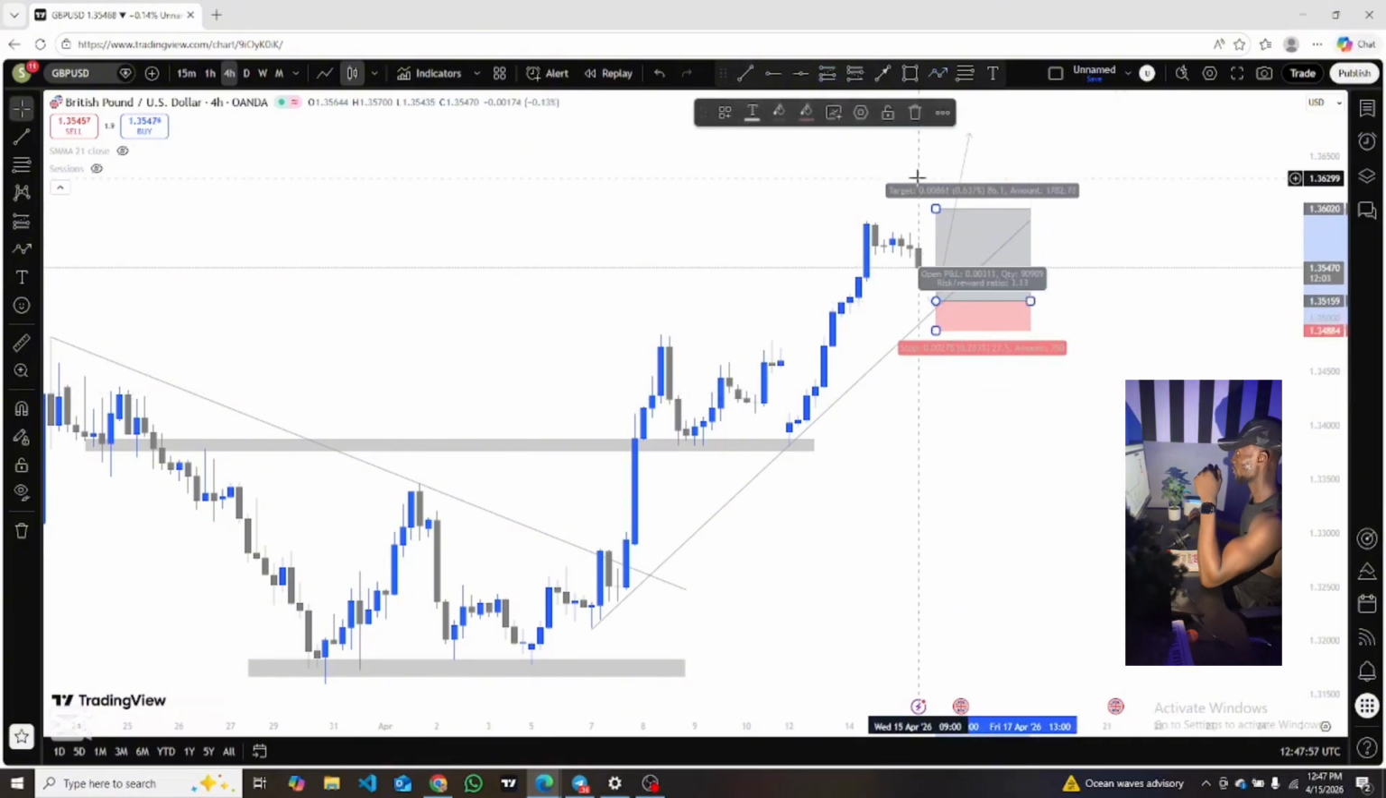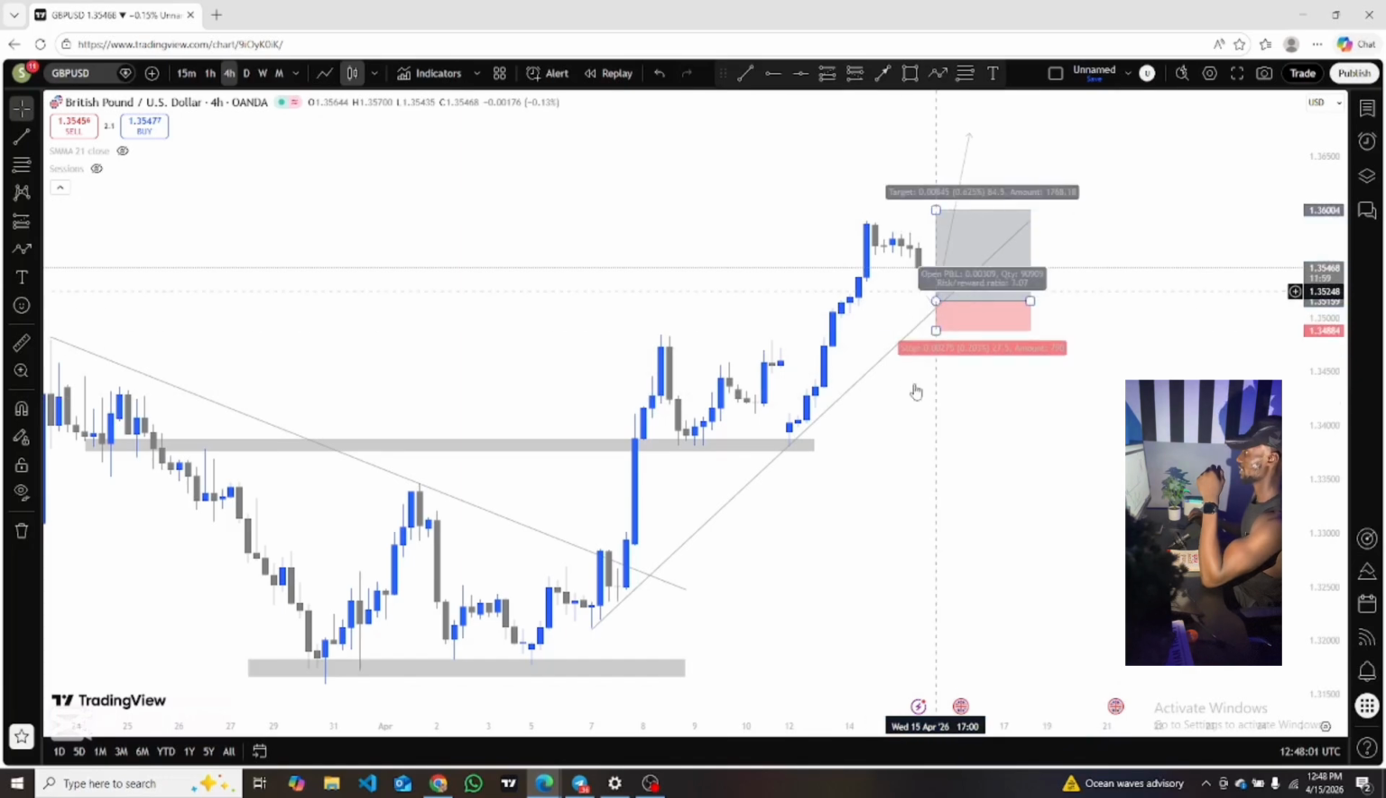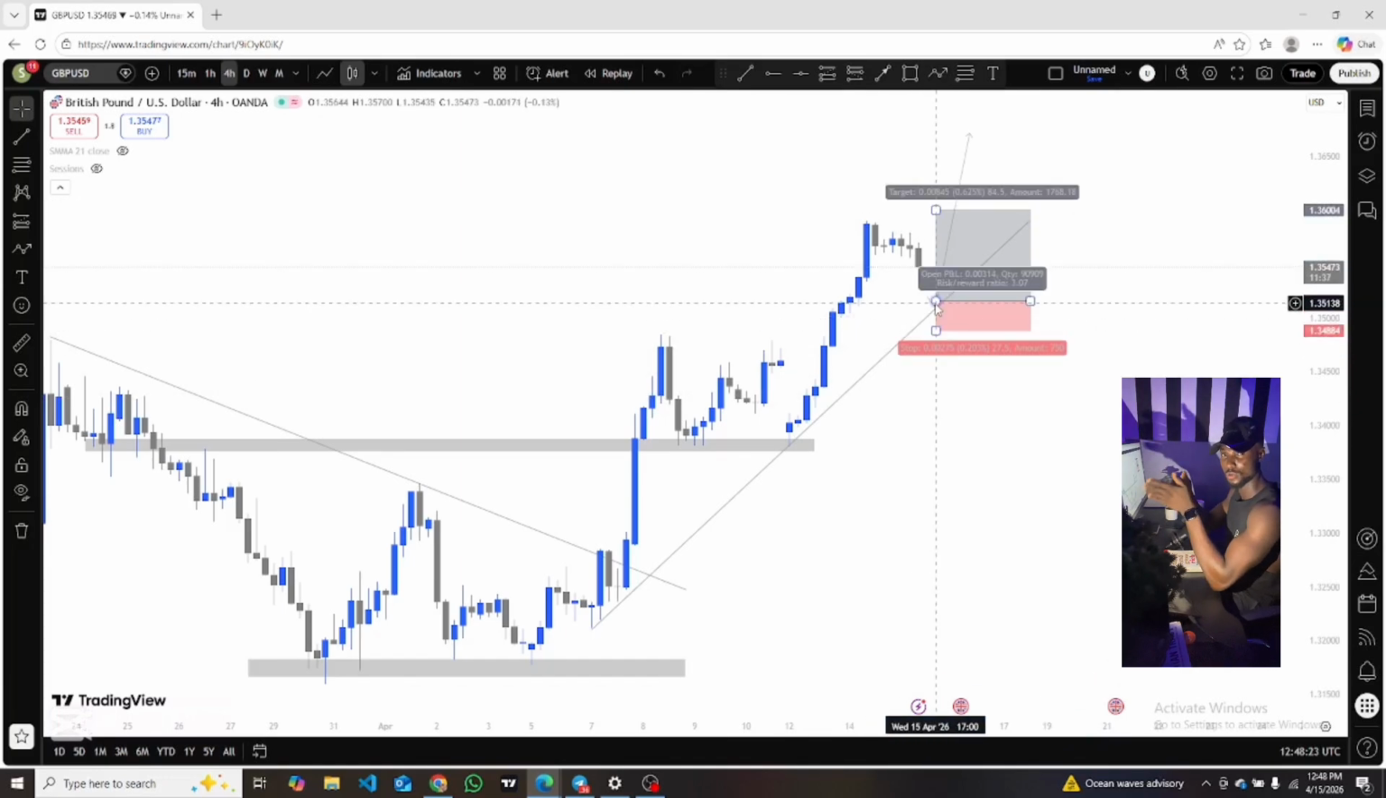So let's just watch and see how the market reacts on this trend line. If the market comes to the trend line and closes above the trend line, and we get our candlestick confirmation, we execute bias on GBP USD. But if it breaks the trend line, we have to wait for the retest of the trend line and execute our trade there. So this is my analysis on GBP USD.